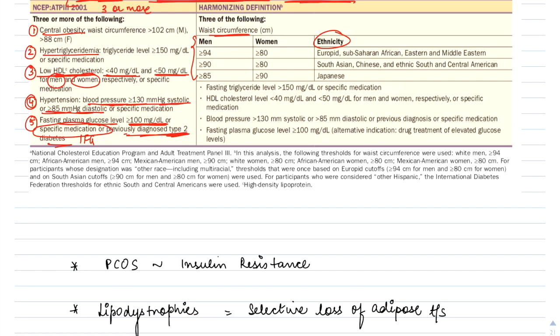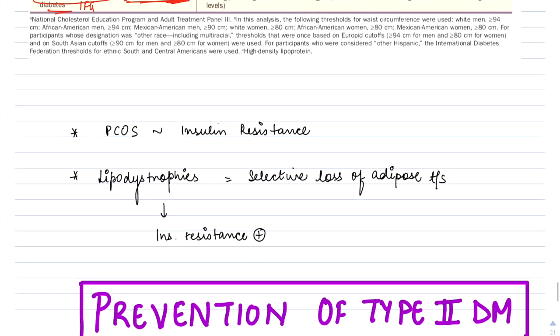At least 3 out of the 5 criteria should be fulfilled for classifying the patient as having metabolic syndrome. In South Asians or Indians, we use more than 90 centimeters of waist circumference in men and more than 80 centimeters in women. Okay.